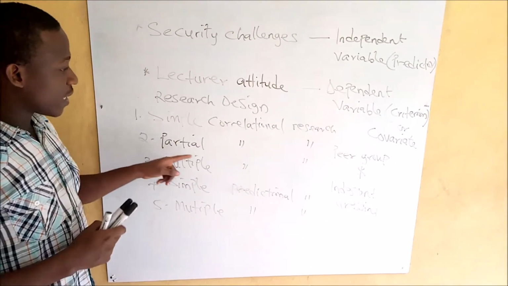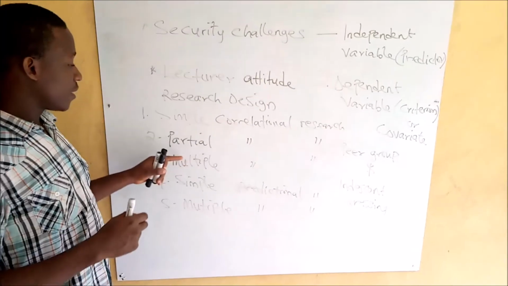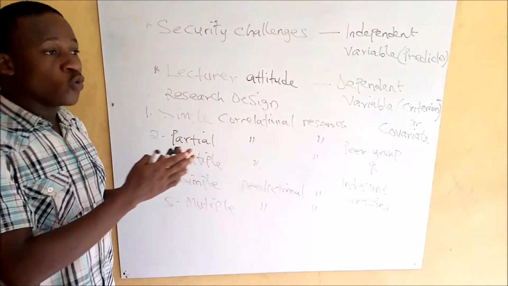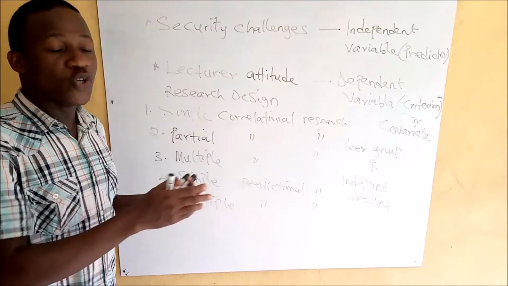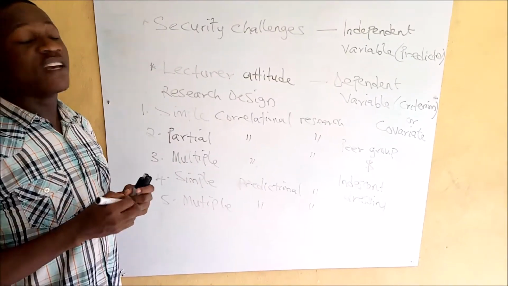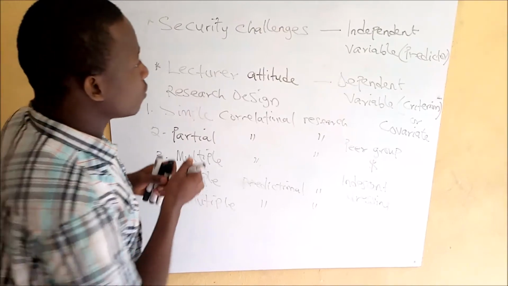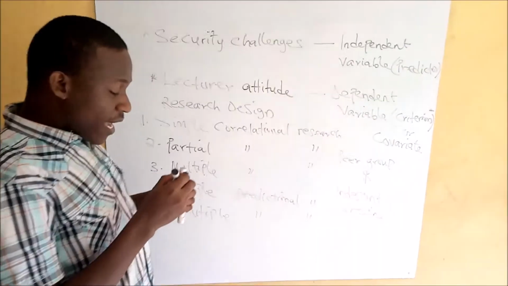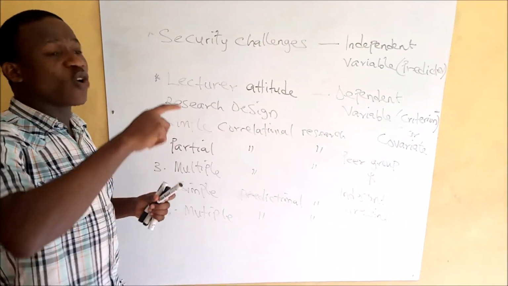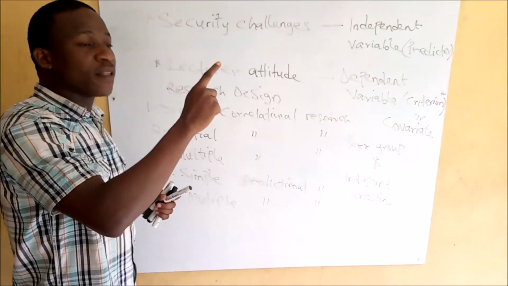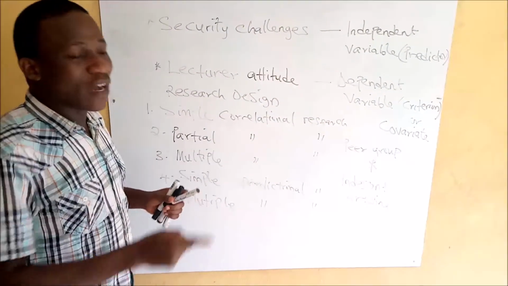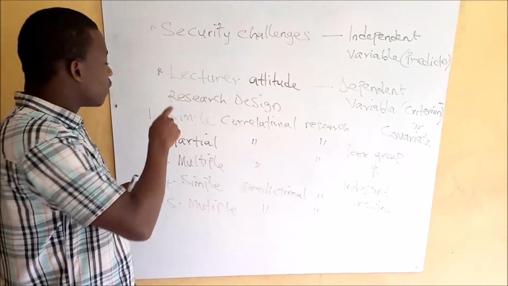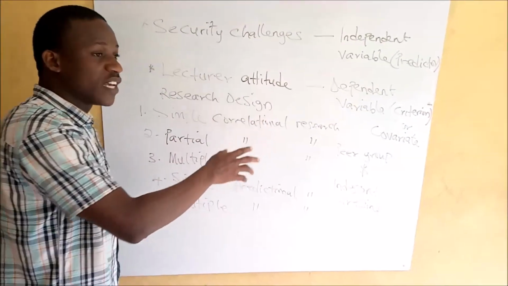Okay, the second one is partial correlational research. In partial correlational research, we may have two independent variables or more than two independent variables and only one dependent variable. Then what you want to do is check only the effect of one variable, how one independent variable relates to the dependent variable. What you do is adopt partial correlational research design.